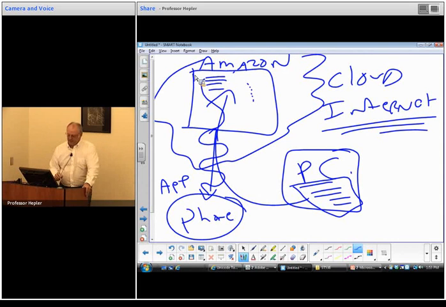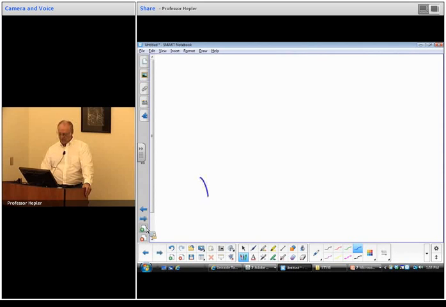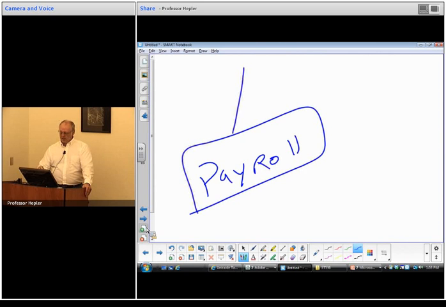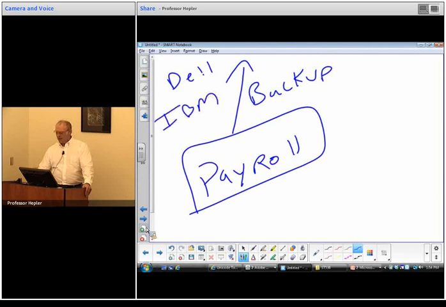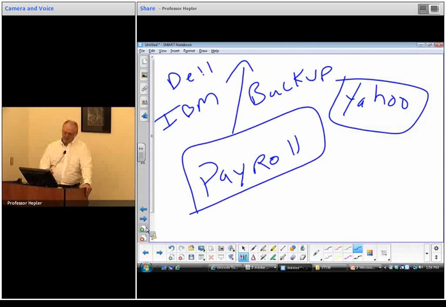Well, if you take that a step further, say there's payroll information, and now you can do a backup, let's say, to the cloud. And Dell is getting in this business. IBM is getting in this business. Yahoo is getting in this business of backup services. And now you can back up your data in the cloud.